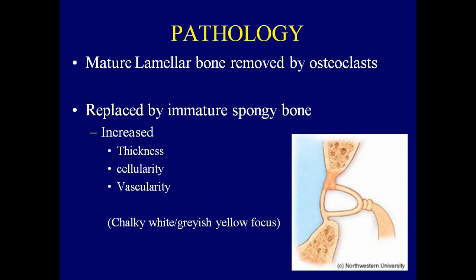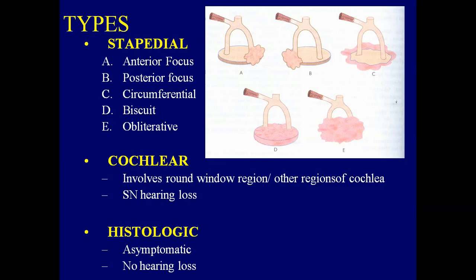So, what is the pathology of otosclerosis? Why is there fixation of the stapes footplate in the oval window? In this, the mature lamellar bone of the stapes footplate is removed by osteoclasts and replaced by immature spongy bone, and this immature spongy bone has increased thickness, increased vascularity, and cellularity. Grossly, it appears as a chalky white or grayish yellow focus. But sometimes, when the focus is active, it can also be seen as red spots.